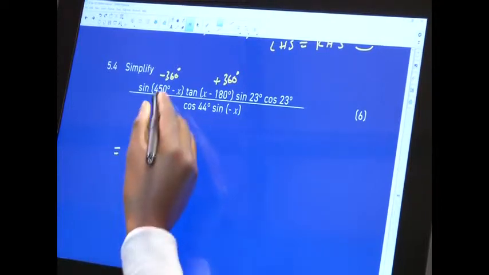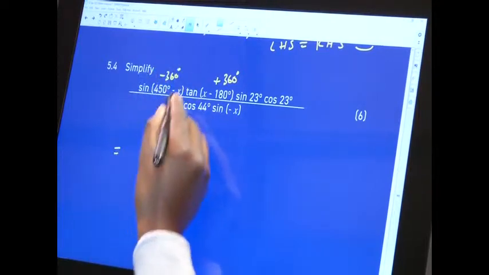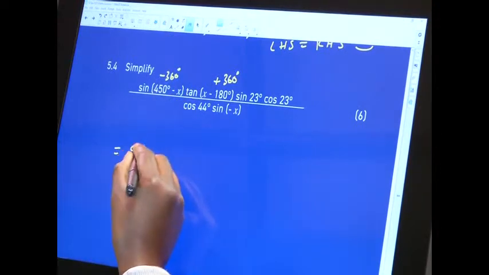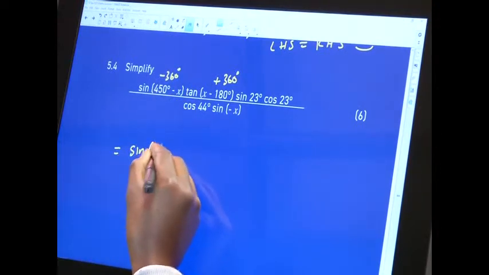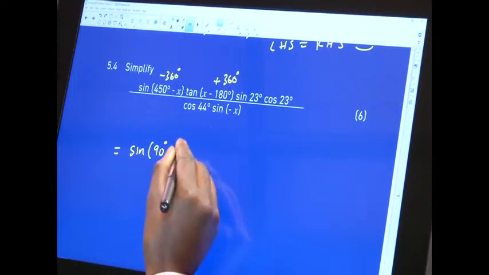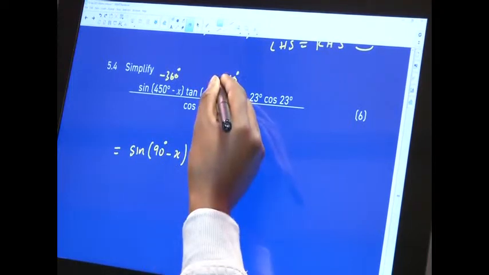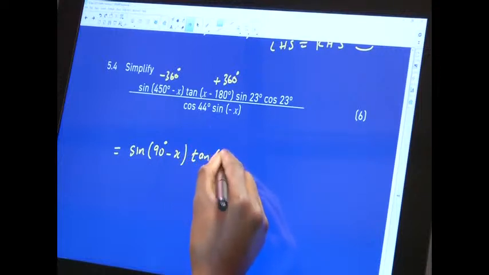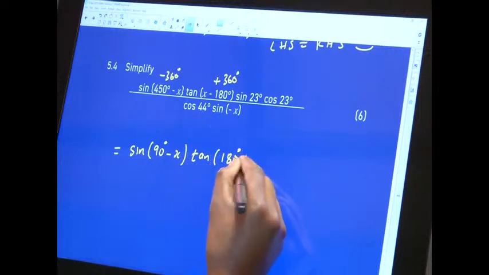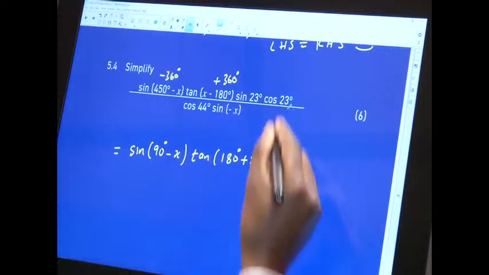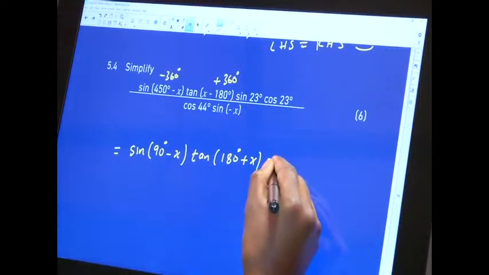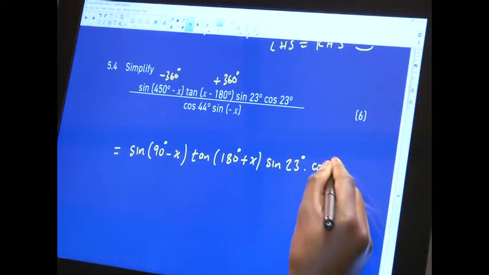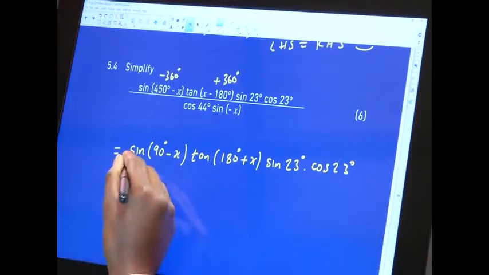So what do we know about what we are sitting with in the first factor? 450 minus 360 gives you 90. So that question is as good as just the sine of 90 degrees take away x. The second part, 360 and negative 180, collectively, they'll just give you positive 180. So I'm going to write that as 180 plus x. That is just a bunch of numbers and trig ratios. I'm going to keep them here for now. We'll deal with them when we get to the denominator.